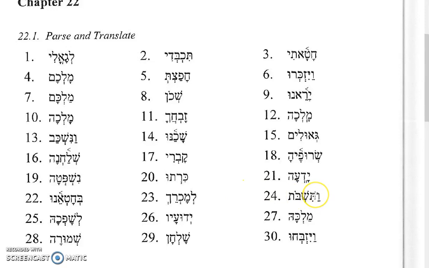And then yada would be a Qal perfect, third feminine singular, she knows. And then number 22 would be a Qal preposition ba, plus a Qal infinitive construct, plus a first common plural suffix. And it would mean in our sinning, or when we sinned, something like that.